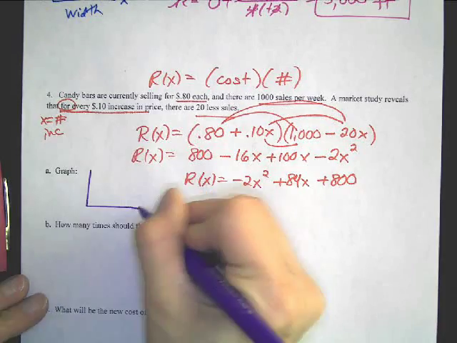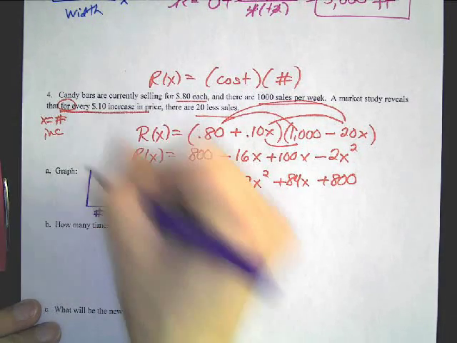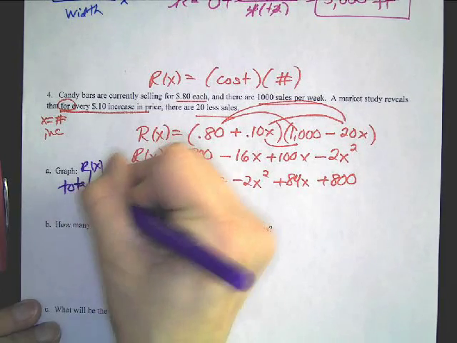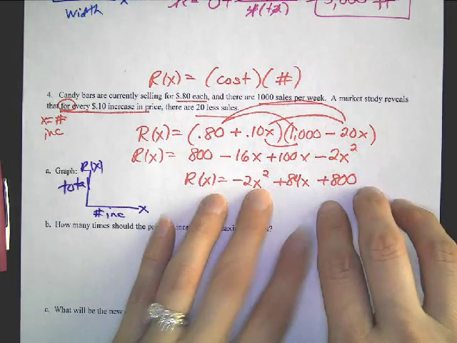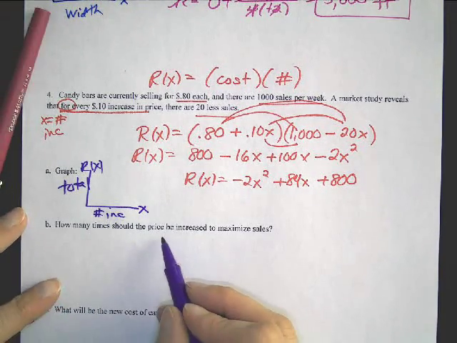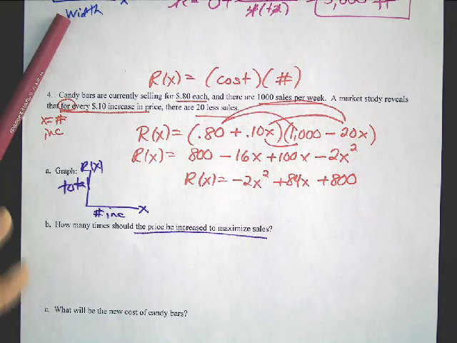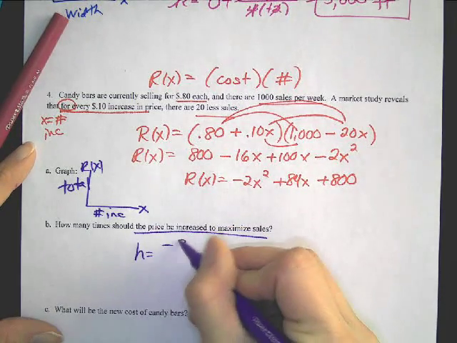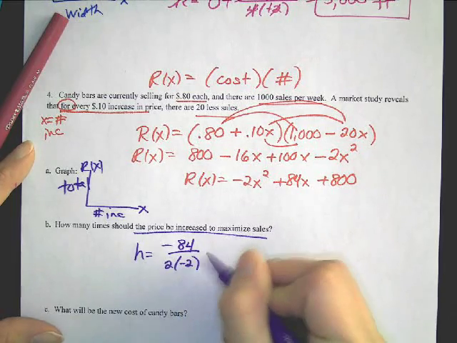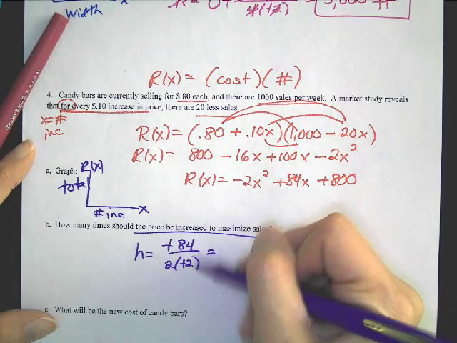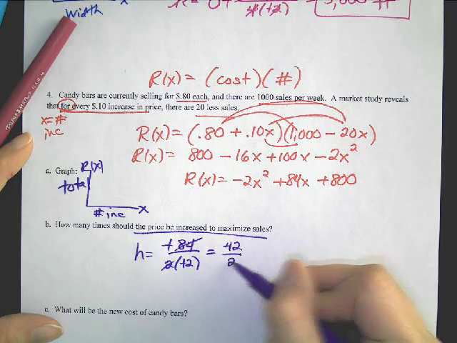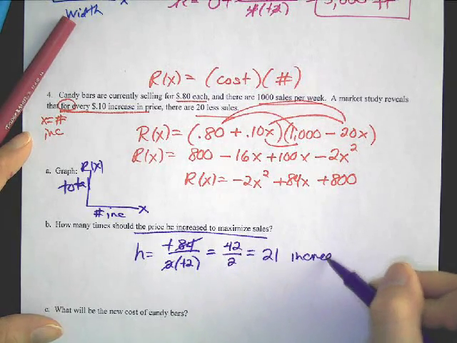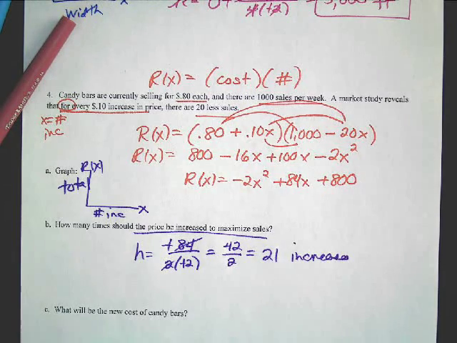All right, let's draw the graph just to get an idea of what's going on here. So I've got x, which I already said was number of increases, and R of x is total money. This is the cost times all the sales, total money. How many times should the price be increased? Should I do H or K? H. Negative B over 2A. Negatives cancel. If you don't know 84 divided by 4, let's just cancel by 2. That's 42 over 2. So that's 21 increases.